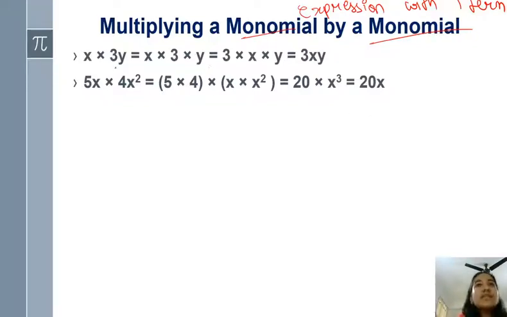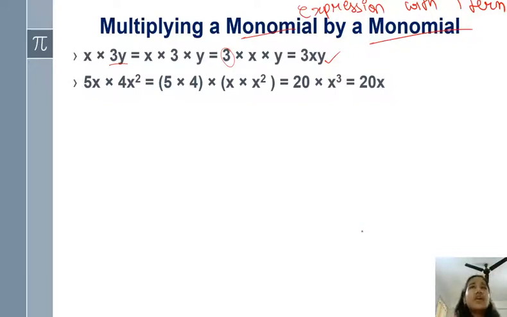So we have basically split this into 3 into y, which is equal to 3 into x into y, which is equal to 3xy. I hope you understood how they have done it. They have brought the constant first and then the variables, x and y. Why not yx? Because in alphabetical order also, it's xy, right?